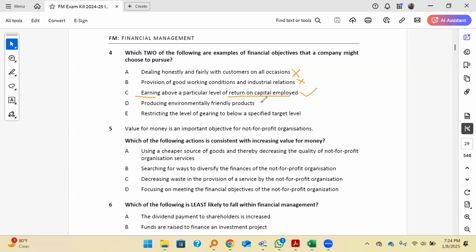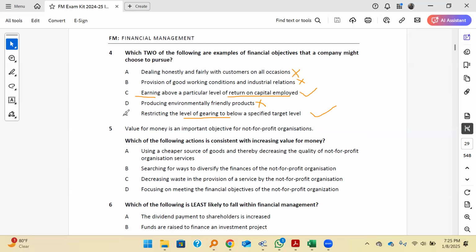Producing environmentally friendly products is not financial. It's about being environmentally maybe conscious, and therefore that will go to the non-financial side. Then restricting level of gearing to below specified target level. So gearing, as we shall see, this has to do with the financing decision, which we already talked about before. How much debt should you have in your business? So they wanted two. So we have C and E.